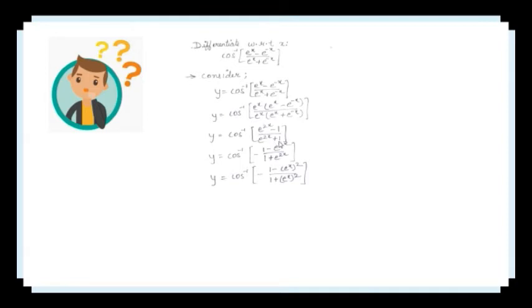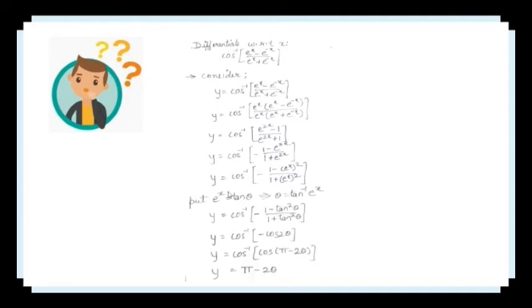Okay, so I will be taking minus sign out and I can write this in the form of y equal to cos inverse of minus of 1 minus e raised to 2x upon 1 plus e raised to 2x. Why have I written in this form? So that I can substitute e raised to x as tan theta. So y equal to cos inverse of minus 1 minus e raised to x square upon 1 plus e raised to x square. So substitute e raised to x as tan theta, as I told you. So theta will be tan inverse of e raised to x.